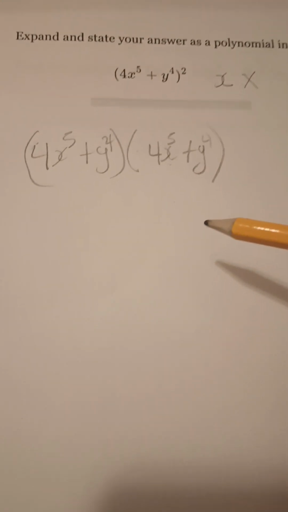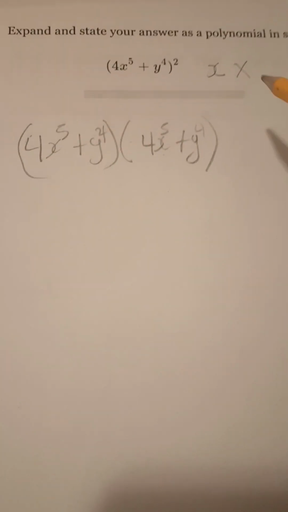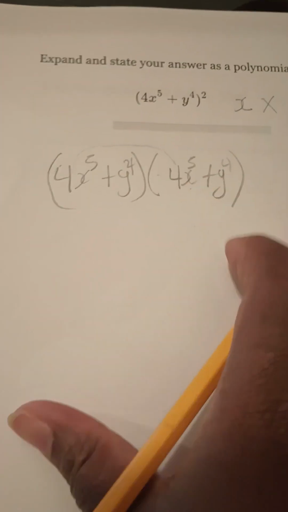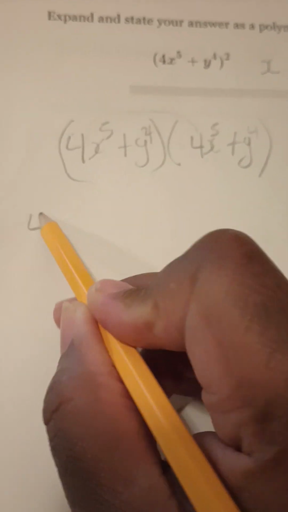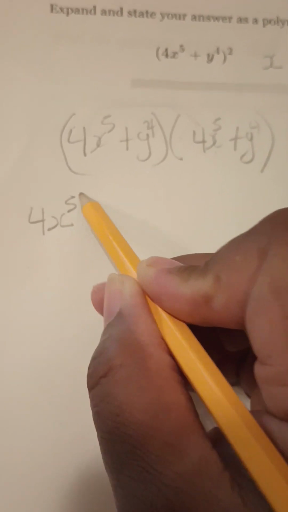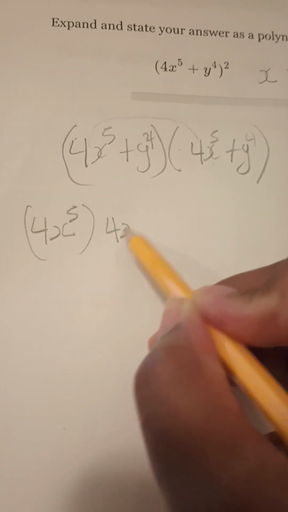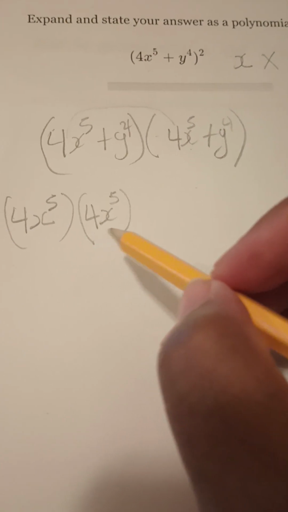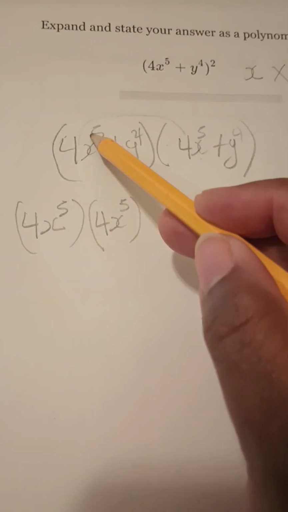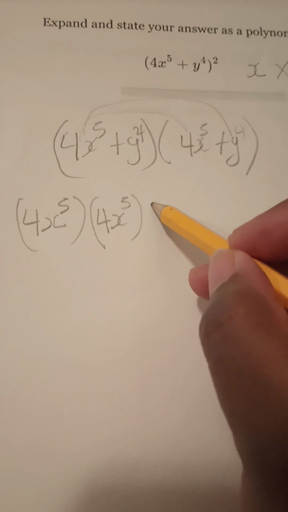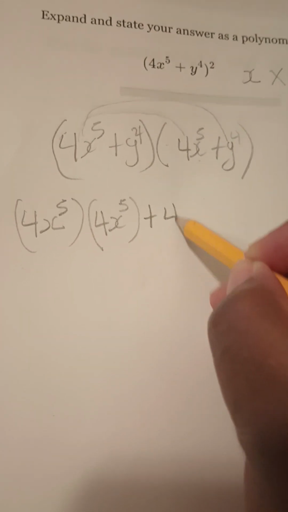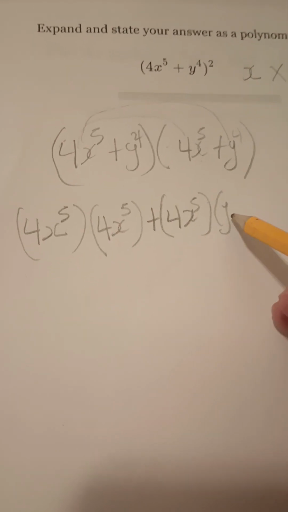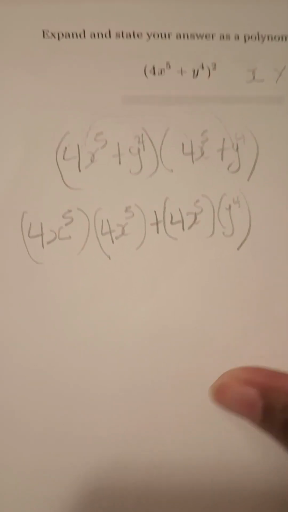So I'm going to do the FOIL method. I'm going to try to do this really quick. I'm going to multiply my 4x^5 by 4x^5. So that's going to be 4x^5 times 4x^5. Then I'm going to multiply my 4x^5 with y^4, so that's going to be plus 4x^5 times y^4.